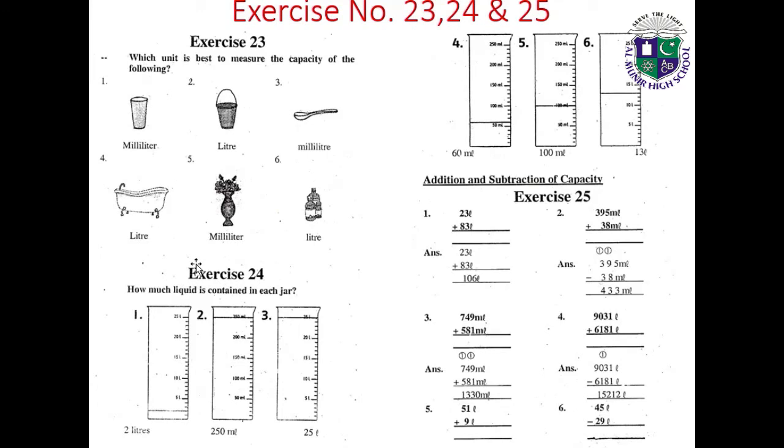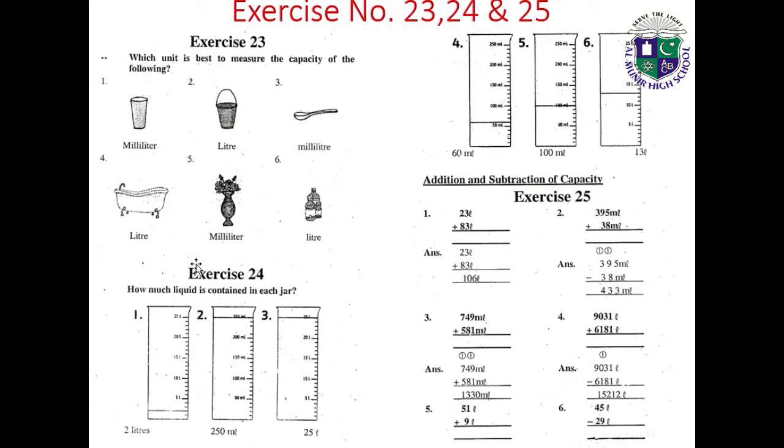Exercise 25. 23 liter plus 83 liter. When we add these values, we get 106 liters. 395 milliliter plus 38 milliliter. When we add the value of 38 to the value of 395, we get the answer 433 milliliter. Question number 3. 749 milliliter plus 581 milliliter. When we add these values, we get the answer 1330 milliliter.